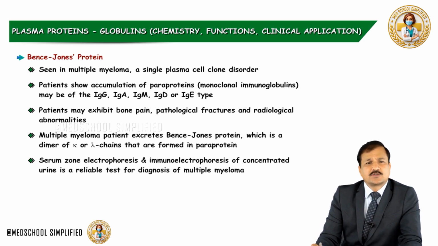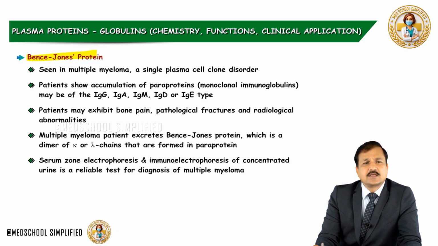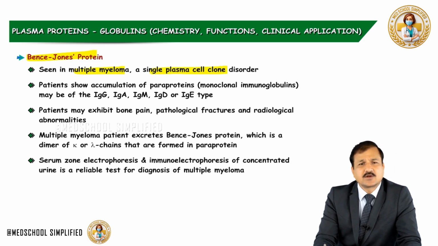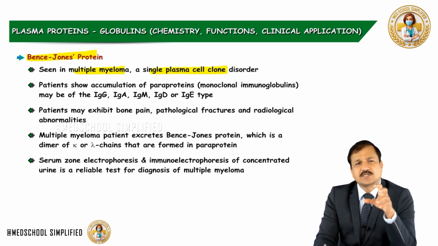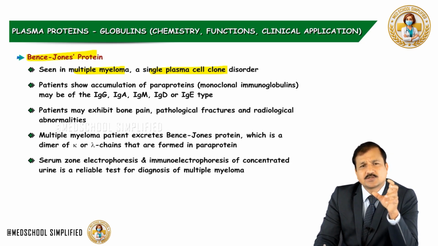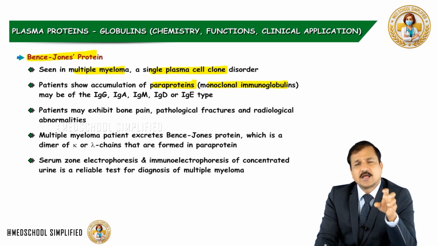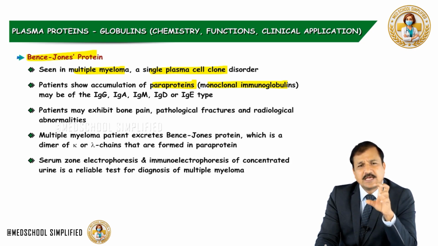Coming to Bence-Jones proteins. The Bence-Jones proteins are seen in multiple myeloma, which is a single plasma cell clone disorder. Patients with multiple myeloma show accumulation of paraproteins, which are monoclonal immunoglobulins, and they may be of IgG, IgA, IgM, IgD or IgE type.